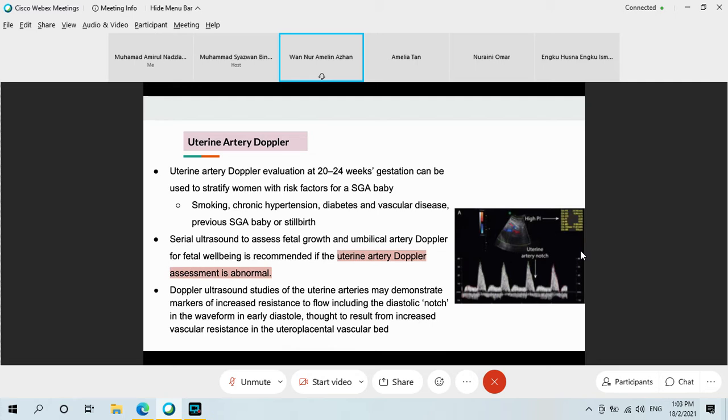So the Doppler ultrasound studies of the uterine arteries may demonstrate markers of increased resistance to flow during the diastolic notch. Can you see in the picture the uterine artery notch in the waveform at early diastole? This is thought to result from increased vascular resistance in the uteroplacental vascular bed. Okay, next.